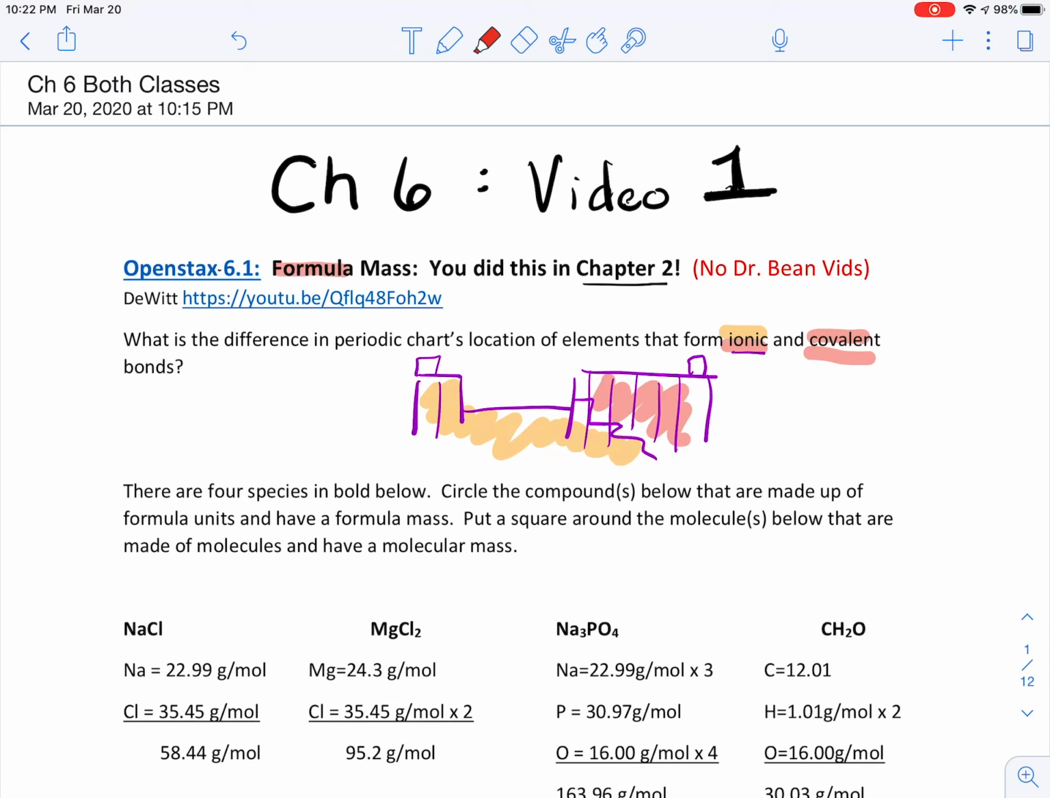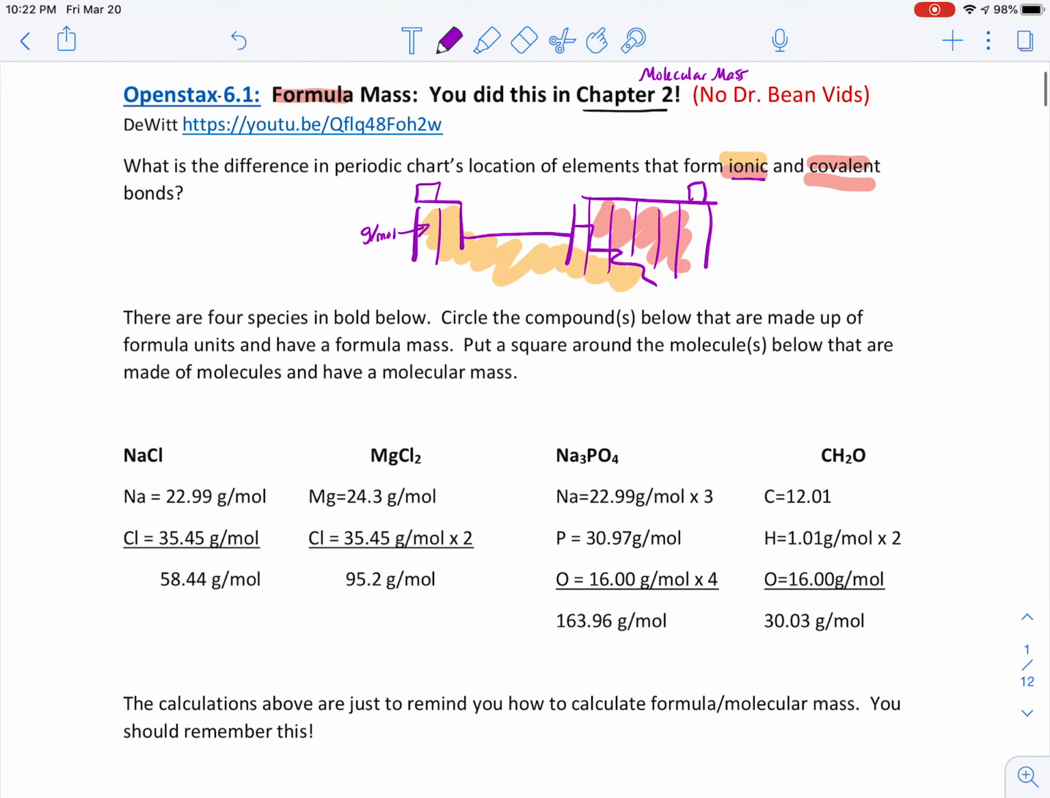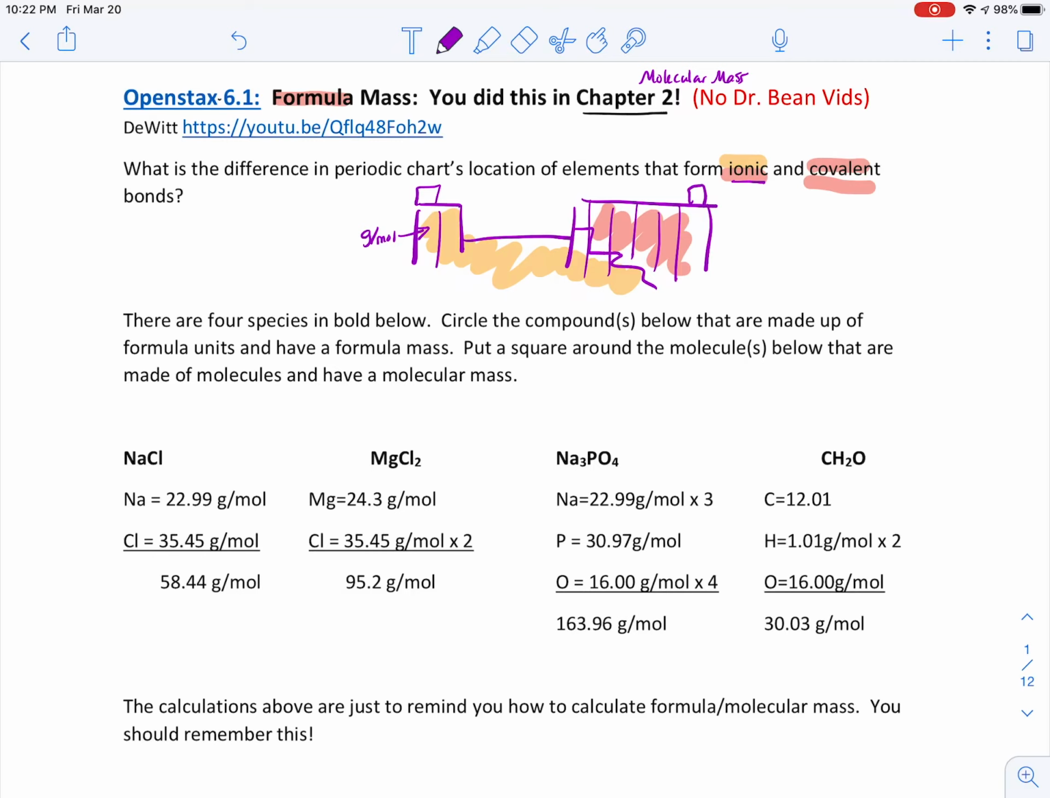And the only reason why this matters in this chapter is because they use this word formula mass. And in chapter 2, we talked about the word molecular mass. They mean the same thing. It means you go to the periodic chart and you grab the number that's on the periodic chart and you bring it over and you use it as grams per mole. And if you have a lot of things on the periodic chart all in the same compound, then you add them up and then you have the mass of the whole thing.